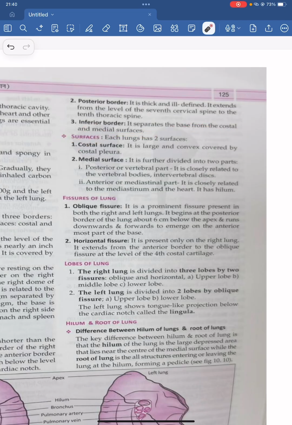There are two surfaces: costal surface and medial surface. The costal surface is large and convex, covered by costal pleura. The medial surface we divide into posterior and anterior. The posterior part is also called vertebral, because behind it there are vertebrae; it is closely related to the vertebral bodies. The anterior part is called the mediastinal part. It is closely related to the mediastinum and the heart.